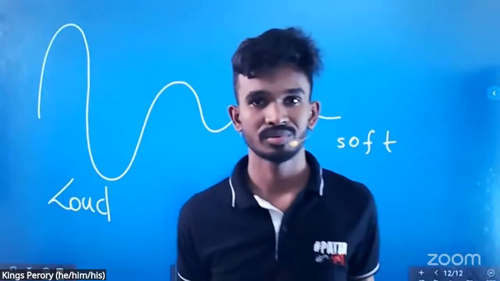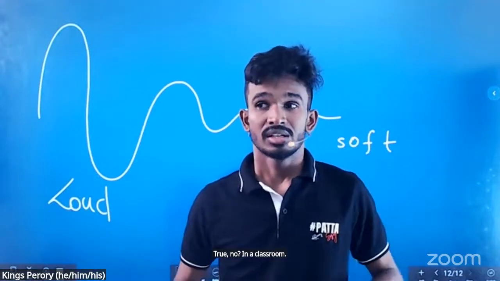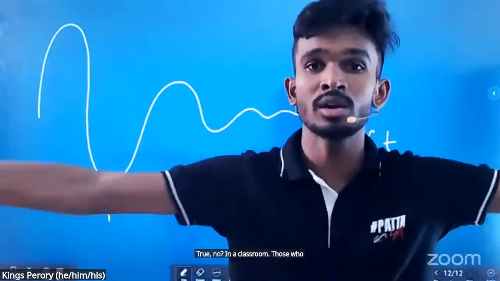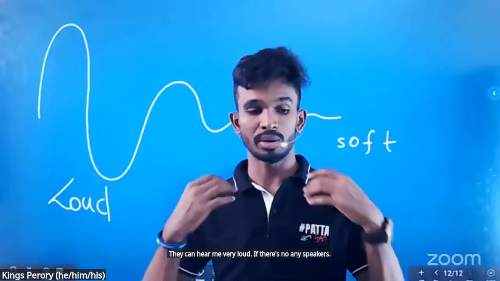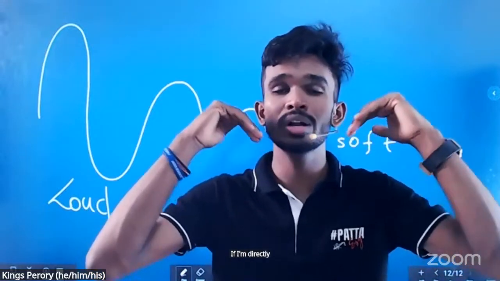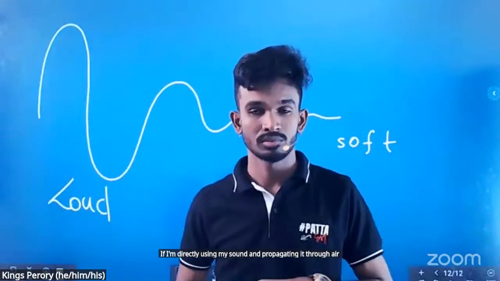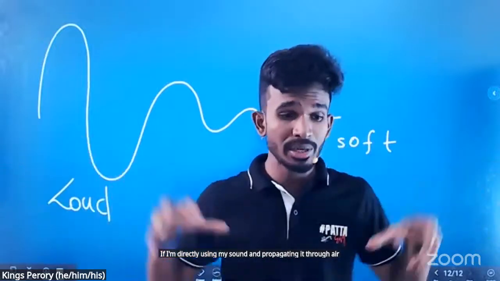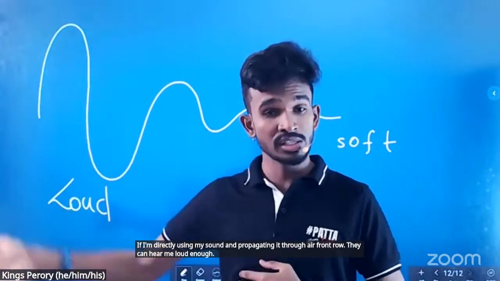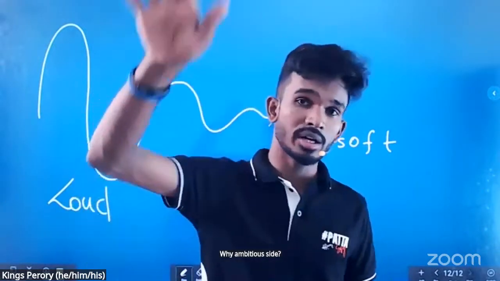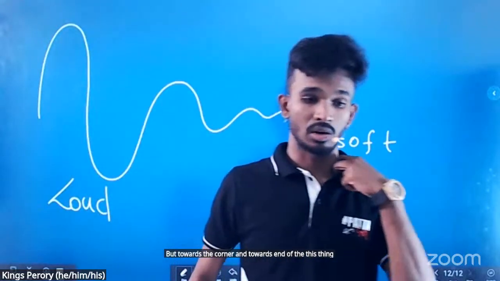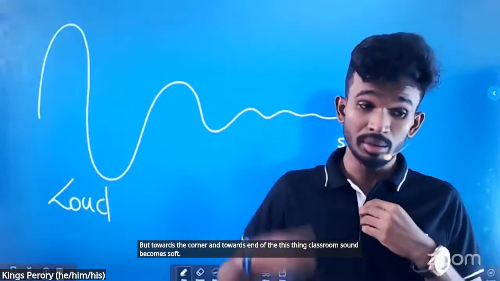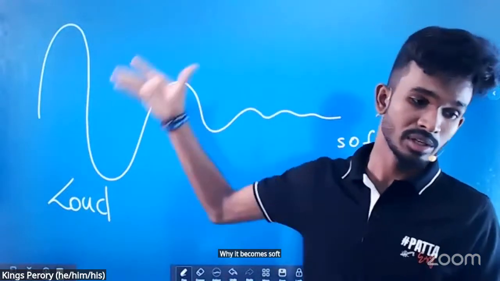True, no? Now, in a classroom, those who sit in the front 2-3 rows can hear me very loud if there are no speakers, if I'm directly using my sound and propagating it through air. Front rows can hear me loud enough. Why? Amplitude is high. But towards the corner and the end of the classroom, sound becomes soft. Why? Because amplitude is decreased.